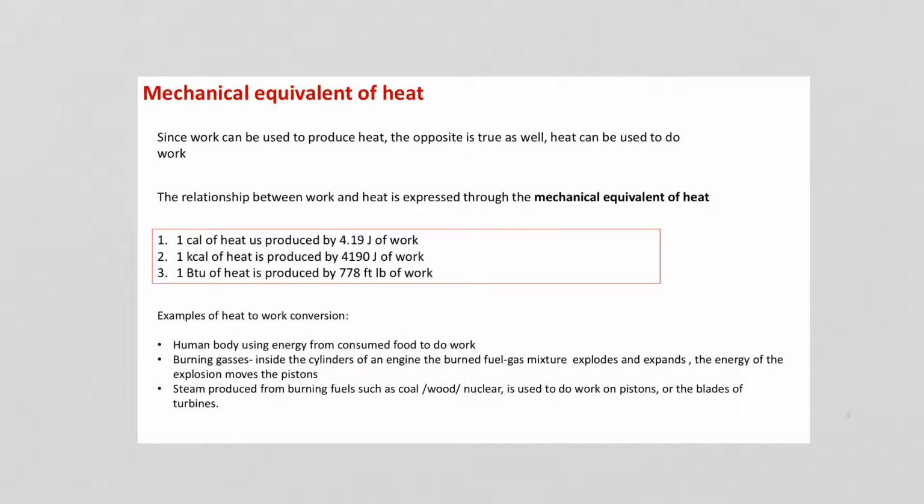Several examples of conversions of heat to work are listed below. The human body, using energy from consumed food, does mechanical work. So the food that is consumed is chemically transformed into internal energy of the body, which then is used to do mechanical work, such as walking, doing things with your hands, and so on and so forth.